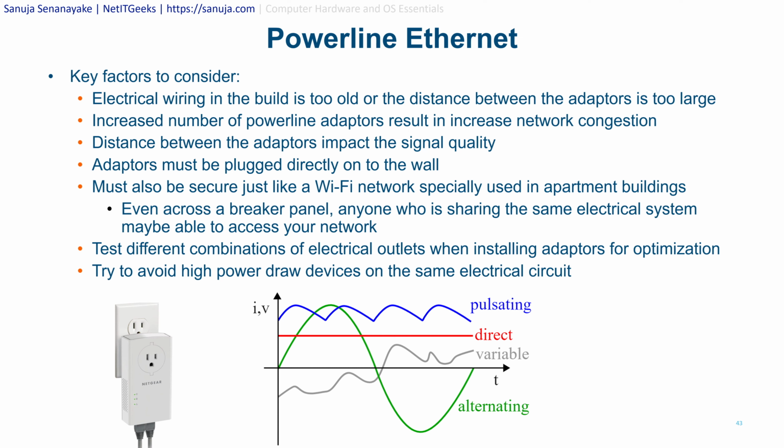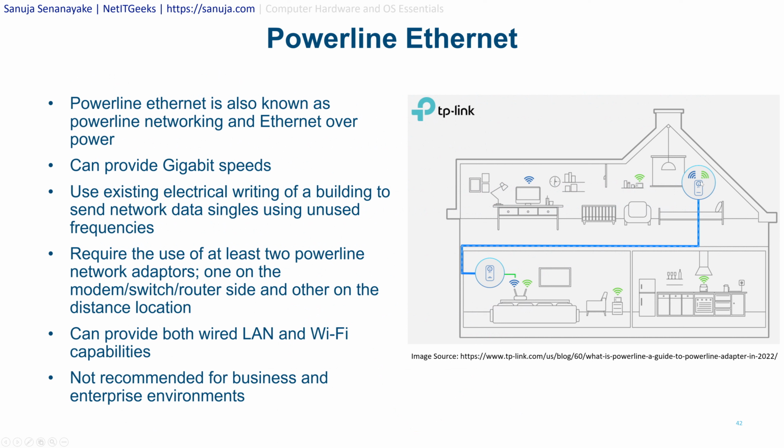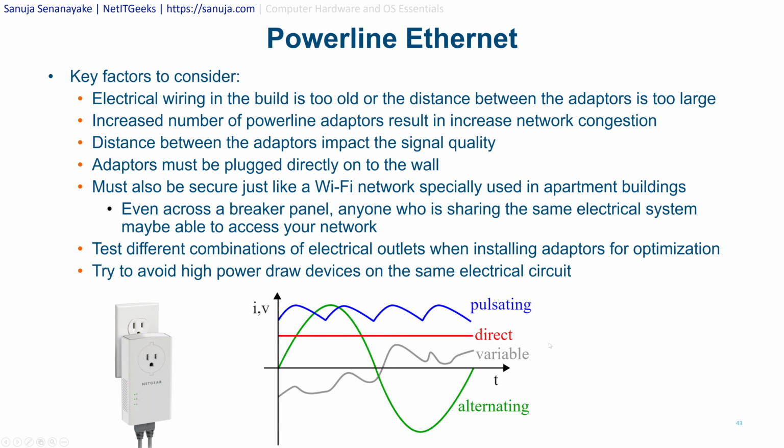Distance between the adapters impacts the signal quality as well. So the larger the distance between the two adapters, like in this case, if the distance between this one and this one gets increased, like if you put it on the 4th floor, for example, that will significantly have an impact on the quality of your data signal.